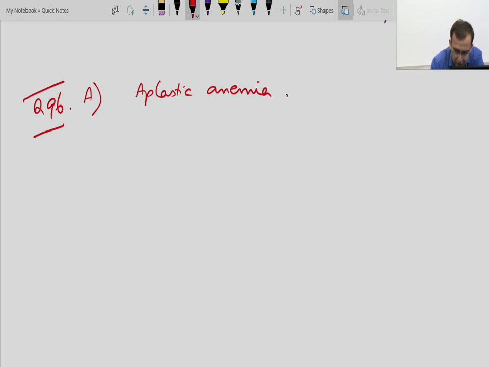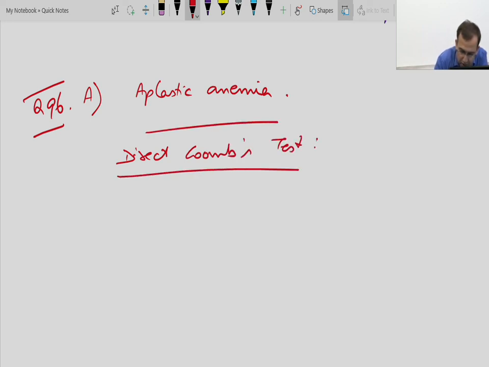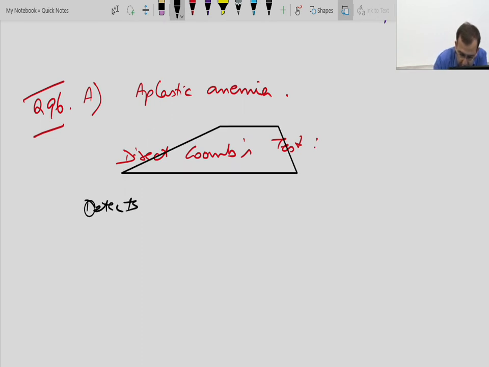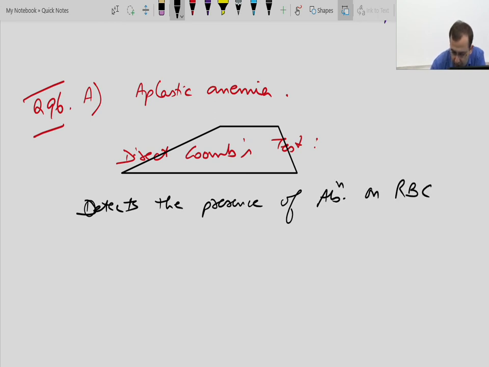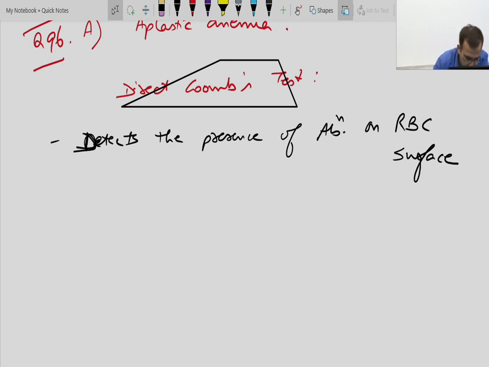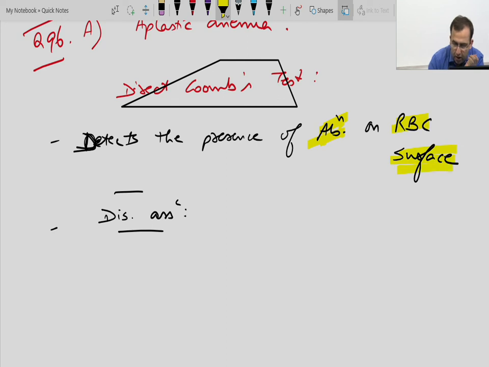So first point, the direct Coombs test detects the presence of antibodies on the RBC surface. Next point, the diseases where the direct Coombs test is positive. See, differentiate between direct and indirect. The direct Coombs test detects antibodies on the RBC surface, versus the indirect Coombs test, which detects antibodies in the serum of the patient.